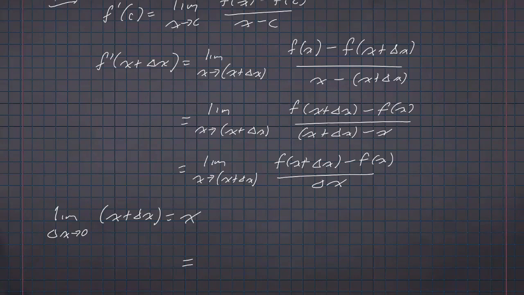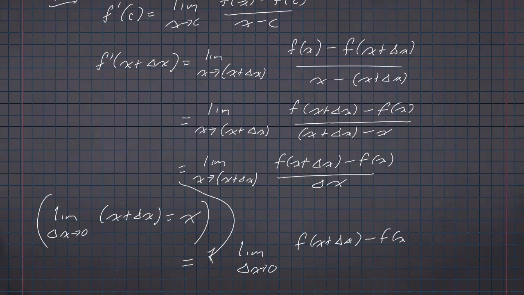So that's how this thing can turn into the limit as delta x goes to 0 of f of x plus delta x minus f of x all over delta x. We could look into the details of the epsilon delta definition of a limit to prove that a little bit more carefully, but I don't think that it's worth the time to do so. So I'm going to leave things just like this.